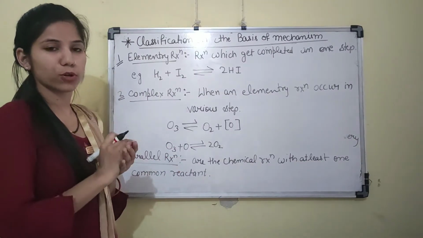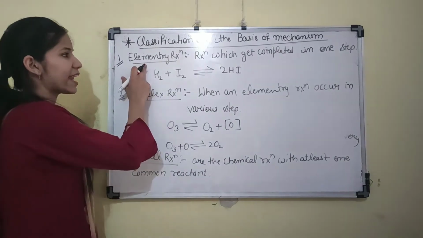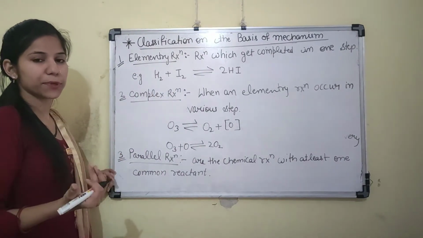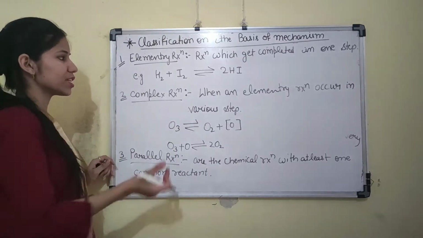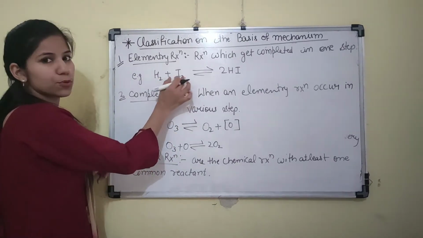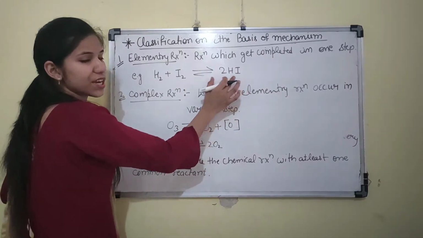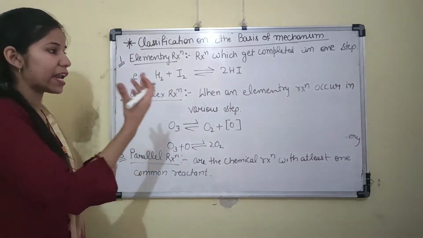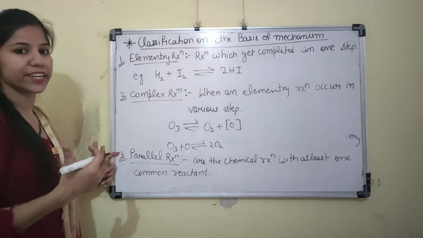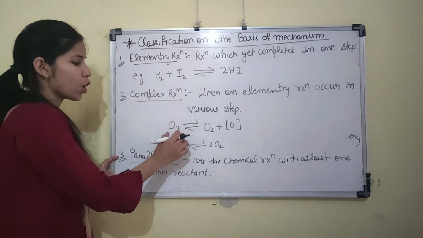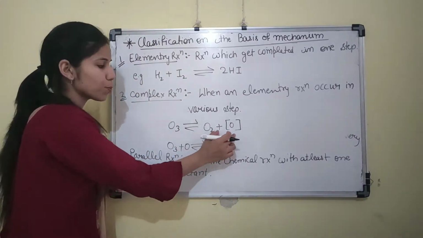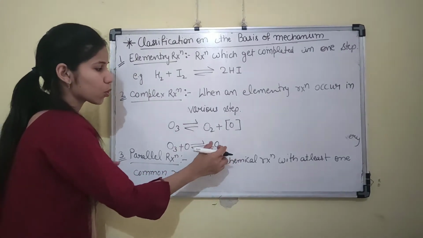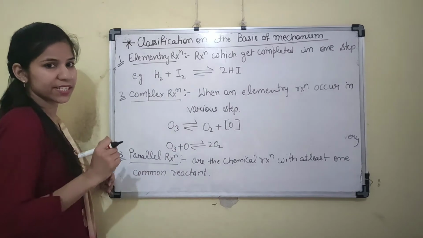Now classification on the basis of mechanism. There are four types of reactions. First is elementary reaction. In this, the reaction is completed in a single step. An example is H2 plus I2 gives 2HI. And the second is complex reaction. In this, the elementary reactions occur in various steps. The example is O3 gives O2 plus O, and O3 plus O gives 2O2. So this is a complex reaction.